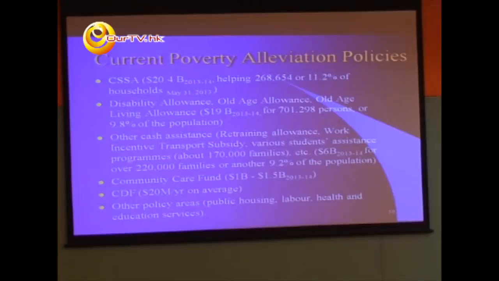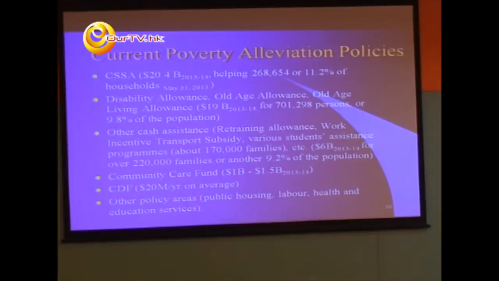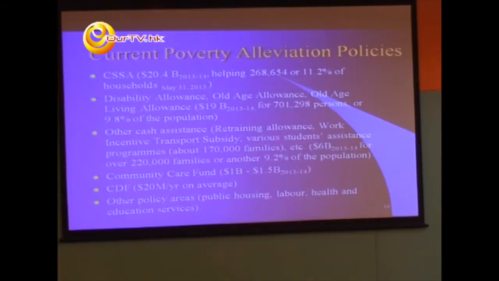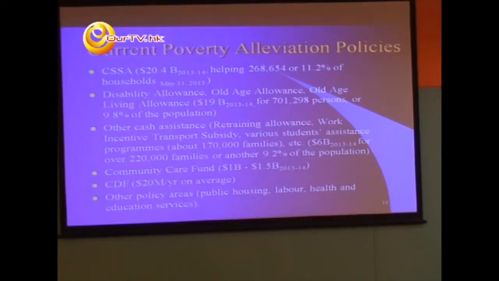We spend $20 billion, in Chinese 200亿, every year. This figure, 20.4, is the budget for this current financial year. Up to May the 31st, it helps 268,000 people, which accounts for about 11.2% of the household income. I'm sorry, the 268,000 is not the number of persons, it's the number of households. I forgot to put it down. 268,000 households in Hong Kong, which accounts for 11.2% of the households.